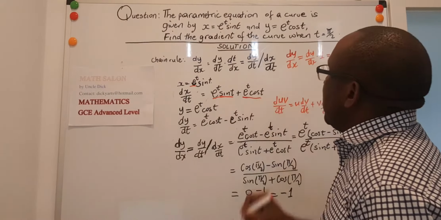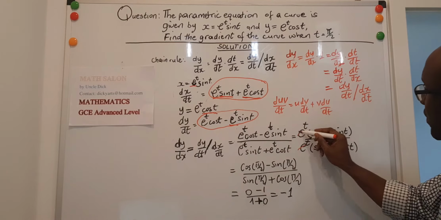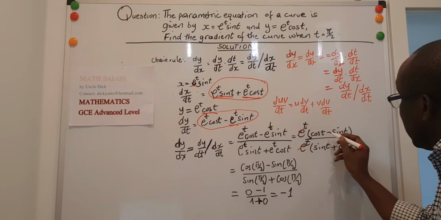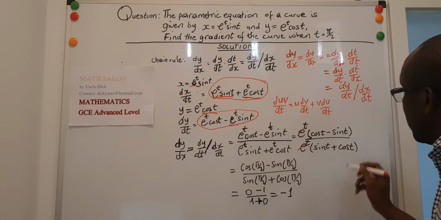I'm left just to substitute here. So I have dy dt divided by dx dt. My dy dt is given here, so I put it on top, on the numerator. And then this, I put on the denominator. I notice that e to the t is present in the two terms, so I can factorize it. The same thing in my denominator. If I do that, I get this, and I can eliminate them. And I'm left with cos t minus sine t on sine t plus cos t.